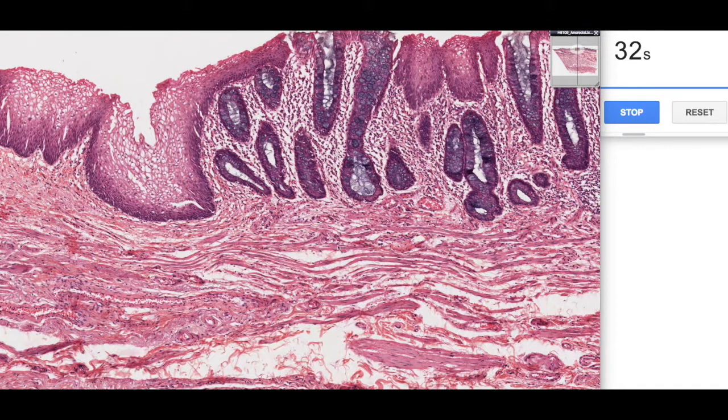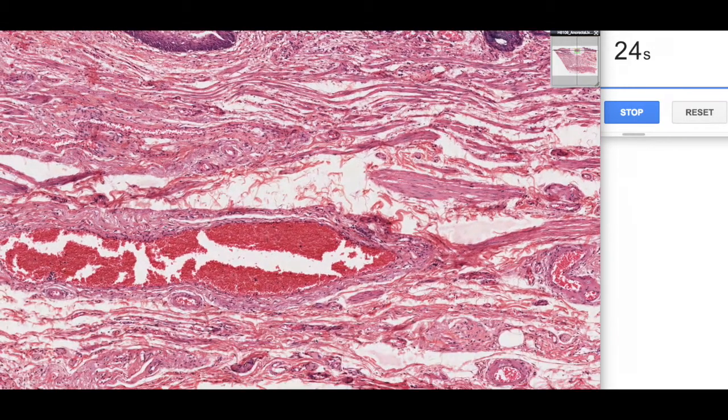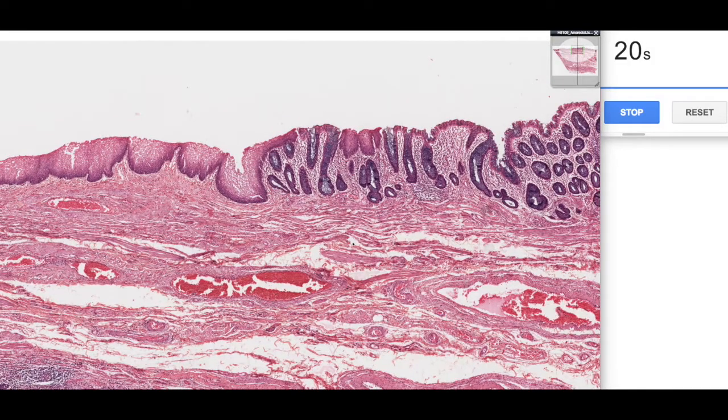You can see that the muscularis mucosa is quite disrupted. It's not a typical band here, so we can see some smooth muscle here. And those are the major key features of the junction between the rectum and the anal canal.